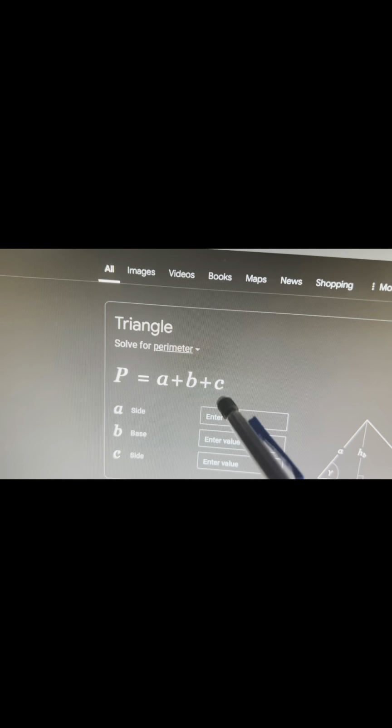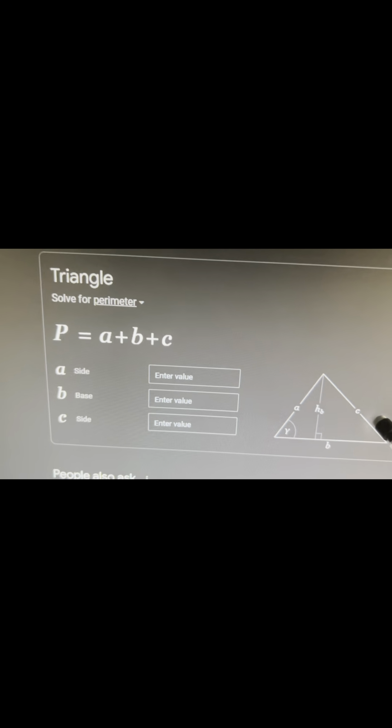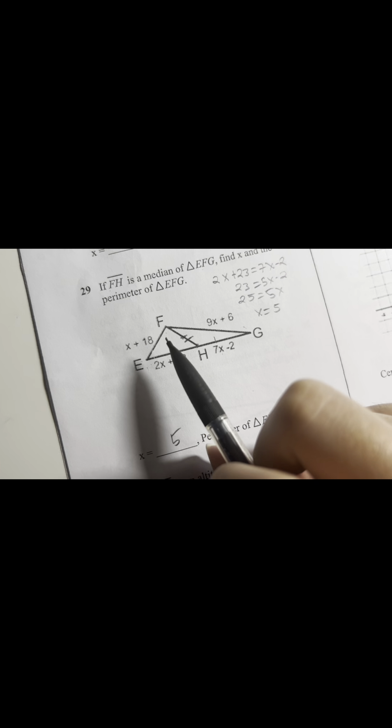X is 5. Okay, how do you find the perimeter of triangle EFG? To find the perimeter of a triangle, you have to add all the sides together, see how it's A plus B plus C? So all the sides together. First we're gonna figure out the sides. Let's find the side EF. EF is x plus 18, so that would be 5 plus 18, which is equal to 23. So this side is 23.